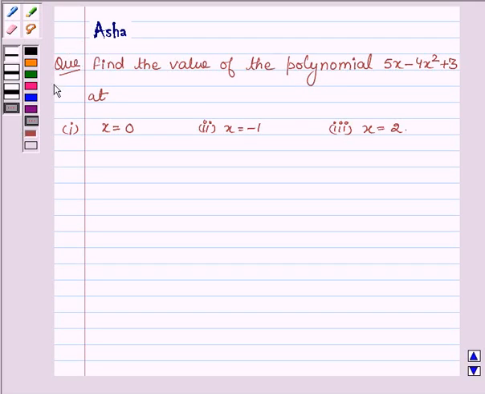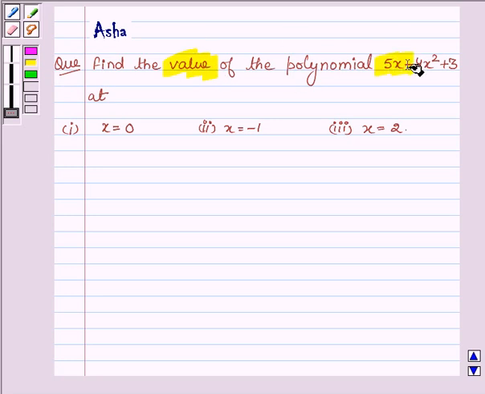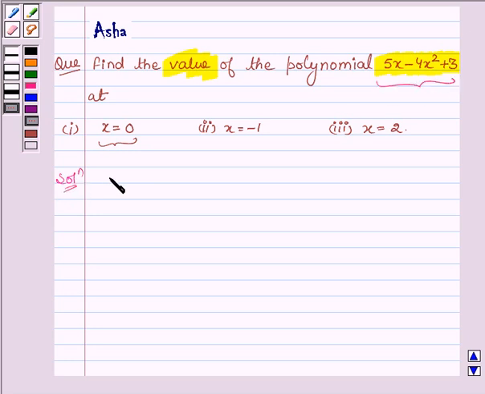I'm Asha and I'm going to help you solve this problem which says find the value of the polynomial 5x minus 4x square plus 3 at, first we have to find its value at x is equal to 0. Starting with the solution, first let us name this polynomial as p(x), just 5x minus 4x square plus 3. Now, we have to find the value of p(x) at x is equal to 0.